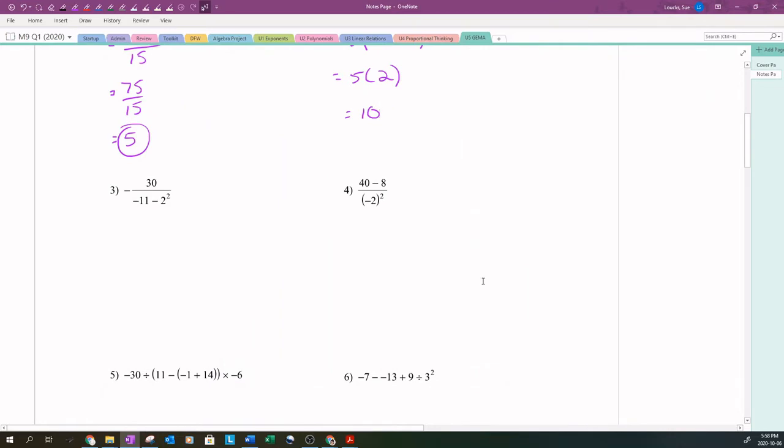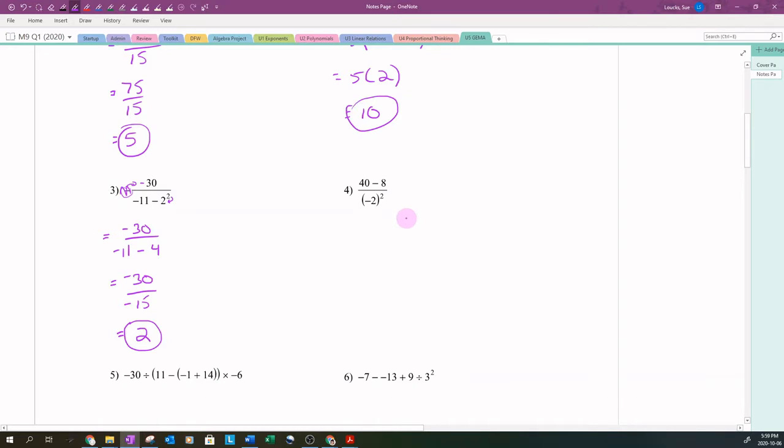Sorry. Okay, when I have a negative hanging out at the side here, I float it up and I'm going to make this negative 30 on top in the numerator. So this becomes negative 30 over minus 11. And now, remember my exponent only affects what it's touching, so it's only the 2 that's getting squared. So this becomes minus 4. So this is negative 30 over minus 11 minus 4 is minus 15, and that gives me 2 as my answer. Oh, I didn't circle my 10.